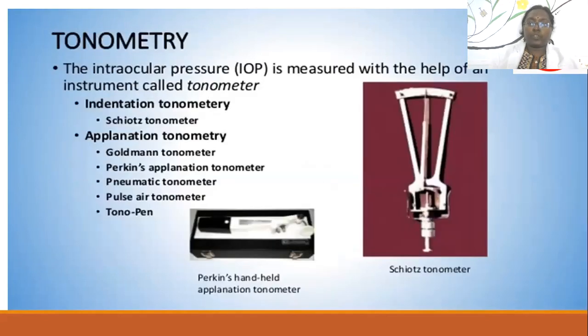Tonometry: intraocular pressure is measured with the help of an instrument called the tonometer. There are two types: indentation tonometer, that is Schiotz tonometer, and the gold standard one is Goldmann's applanation tonometer. It is slit lamp mounted. But Perkins applanation tonometer is there, and pneumatic tonometer, and pulse air tonometer, where a pulse of air is jetted onto your cornea, that indents and applanates the center of the cornea. The rebound pressure is calibrated, and it gives the intraocular pressure.